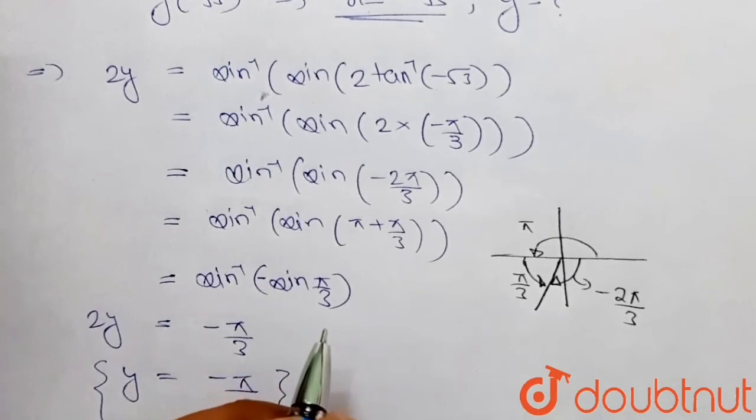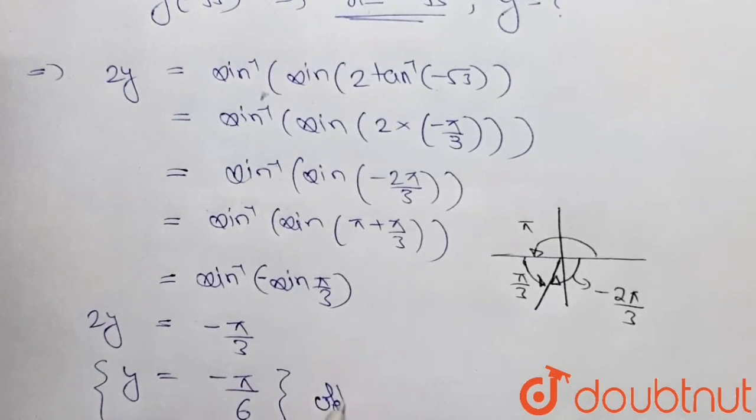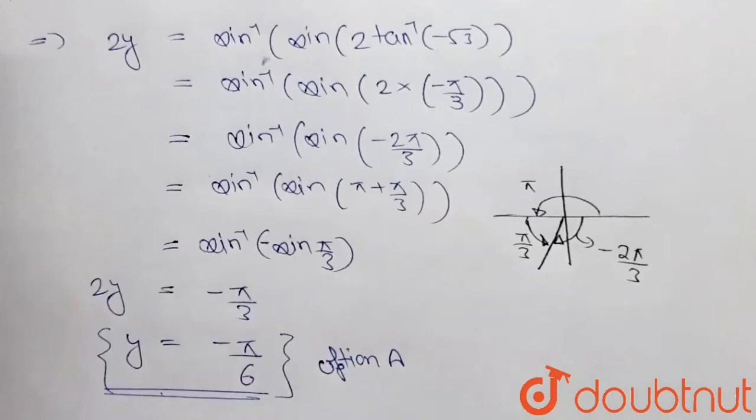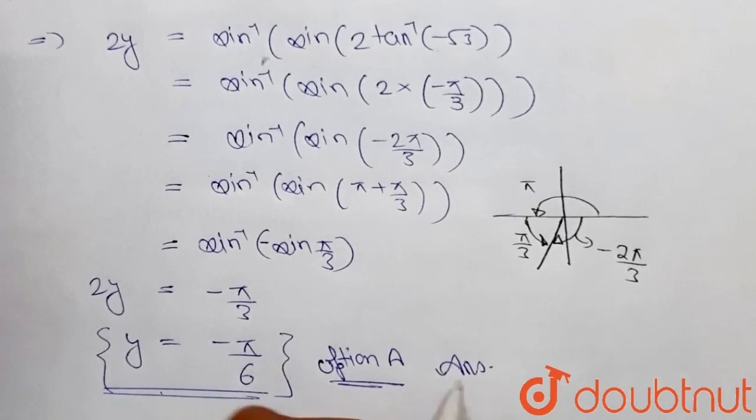Among the given options, option A says minus pi by 6, right? So our answer will be option A. I hope this will help you.